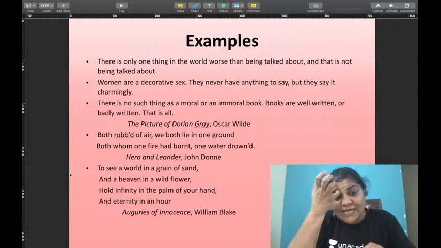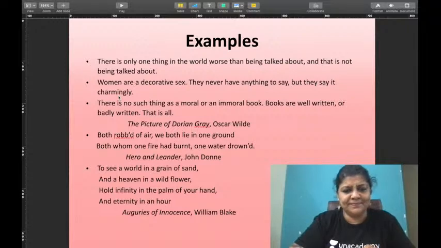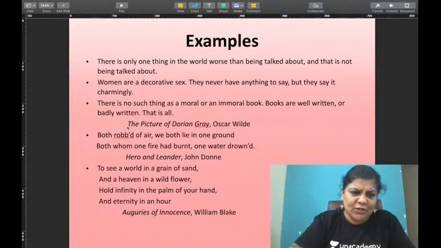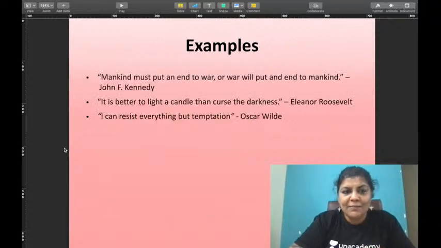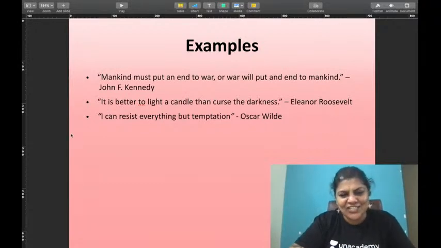Examples. Women are a decorative sex. They never have anything to say, but they say it charmingly. Oscar Wilde said that. There is no such thing as a moral or an immoral book. Books are well written or badly written. That is all. So many epigrams are there in Oscar Wilde. Like a proverb. I can resist everything but temptation, said Oscar Wilde. That's a joke.